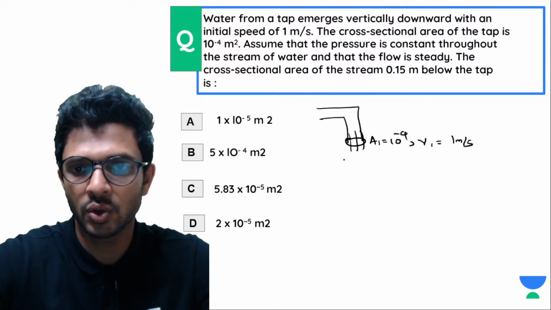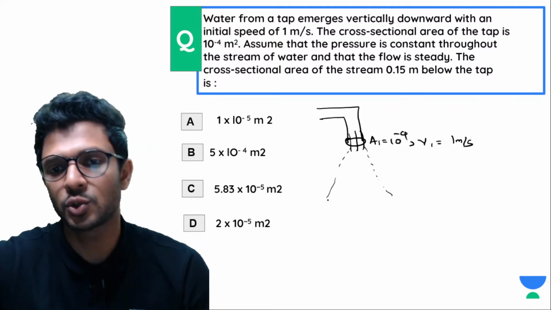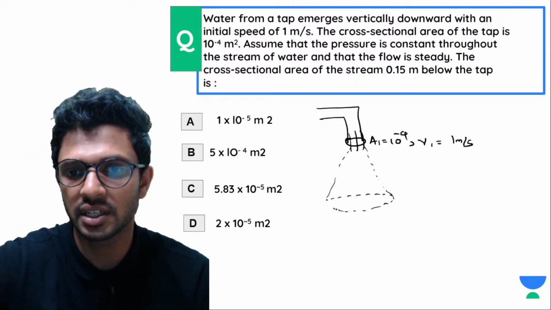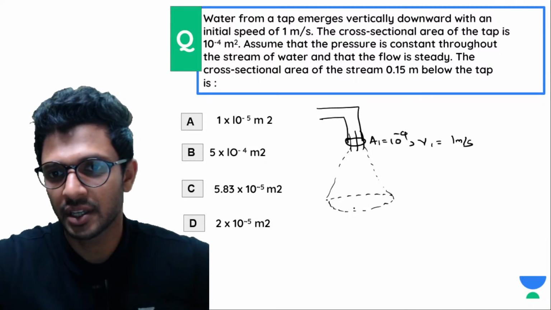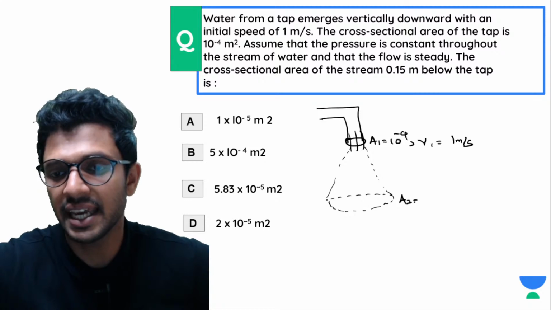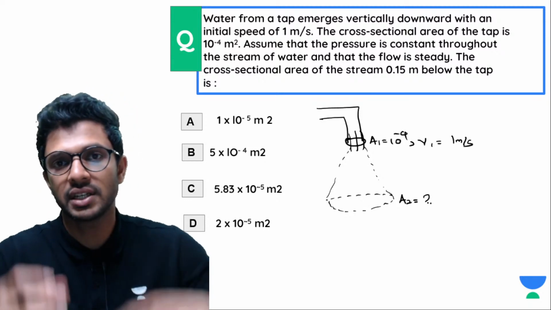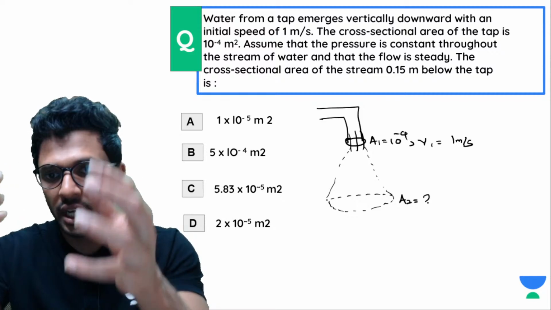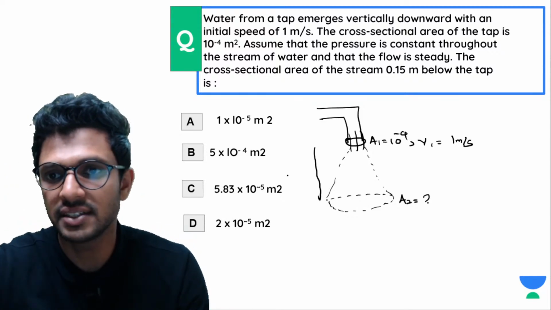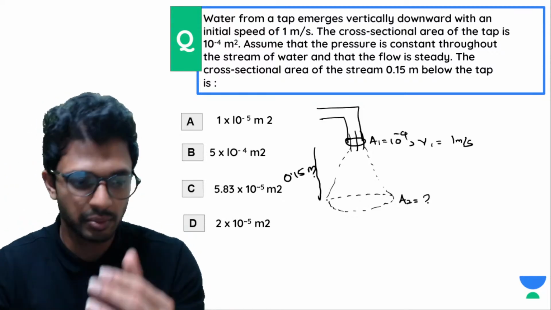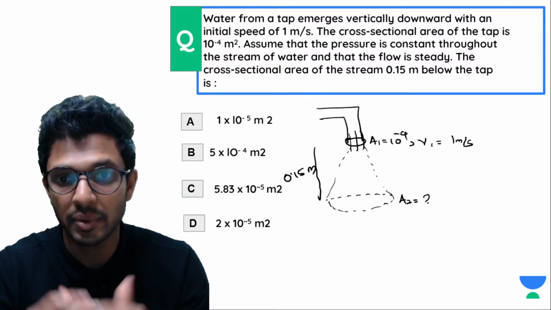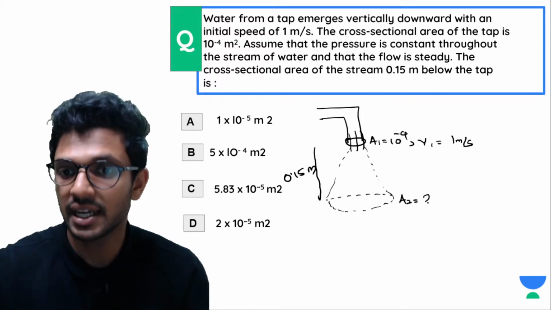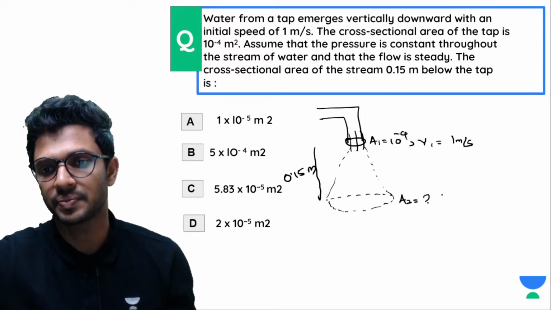Okay, so what is happening? The water will be coming out through this, and obviously the area of the water that is coming out through this will be changing, है ना? Area तो बिल्कुल change हो जाएगा. Now let's say this is having an area of A2. Water starts flowing out of the stream, okay? And let's say the water has moved by a distance of 0.15 meter below. The water started flowing and it has come down from the tap by a distance of 0.15 meter, right? At this point, what is the area is the question.